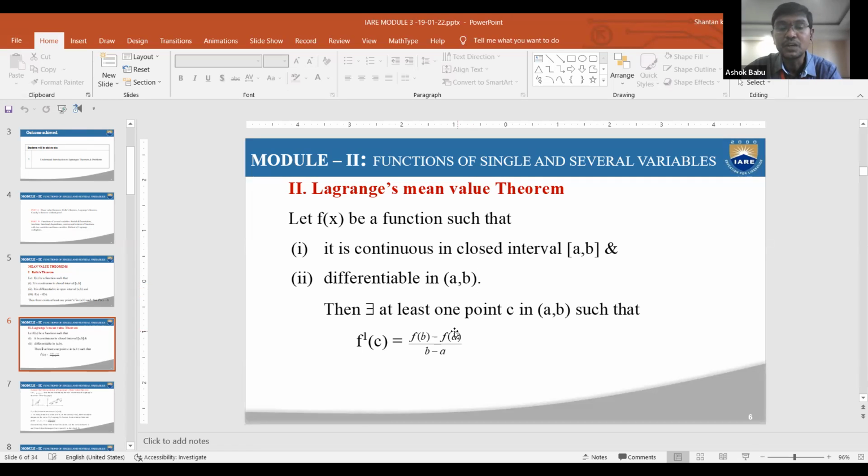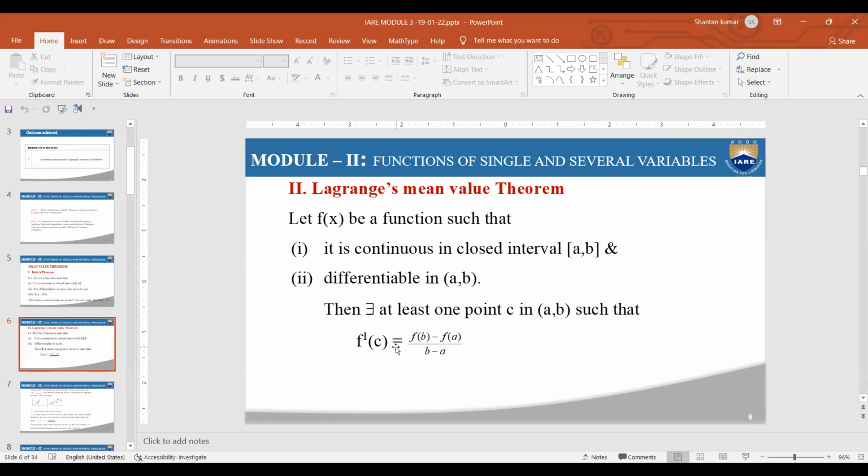If these two conditions are satisfied, one is continuous in the closed interval a comma b and the other is differentiable in the open interval a comma b, then there exists at least one point c in a comma b such that f dash of c is equal to f of b minus f of a by b minus a. And what is the Rolle's theorem condition in place of this one? Anybody?